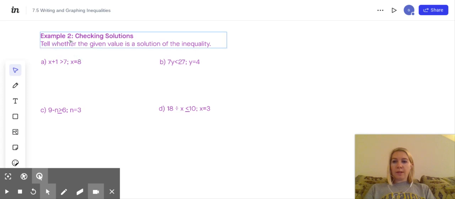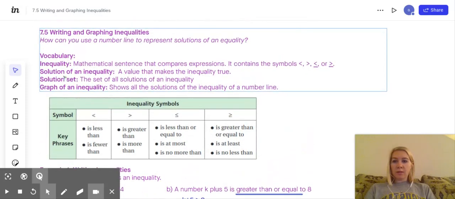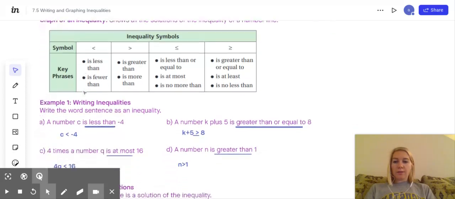Okay, let's talk about example 2, checking solutions. This is part of chapter 7, section 5, writing and graphing inequalities. The directions say, tell whether the given value is a solution of the inequality. Let's check out our vocab words again, because a solution of an inequality is a value that makes the inequality true.